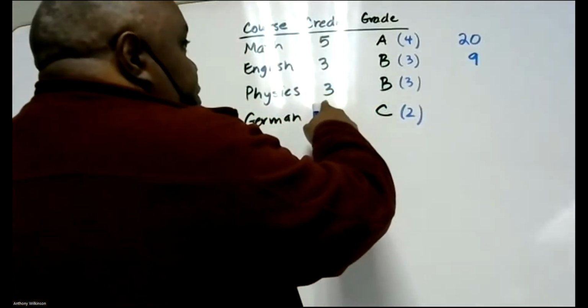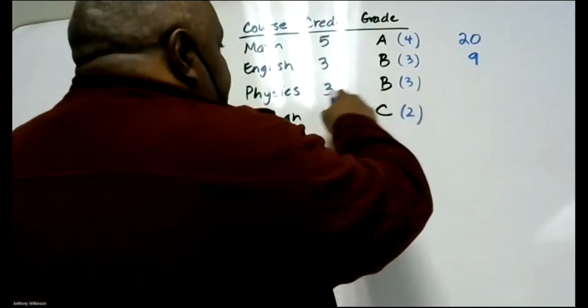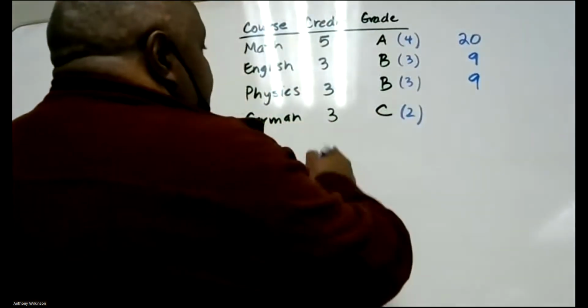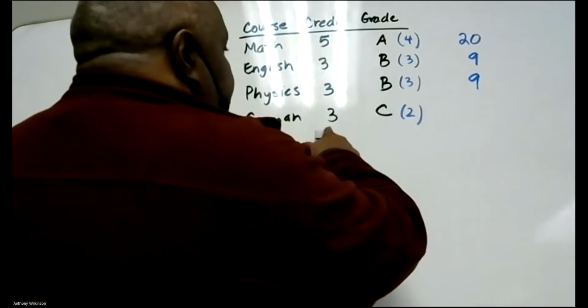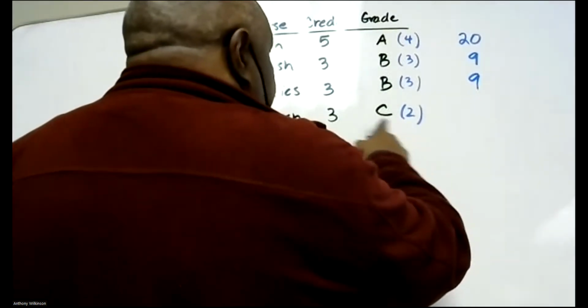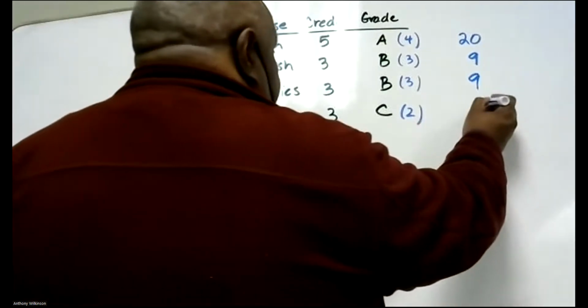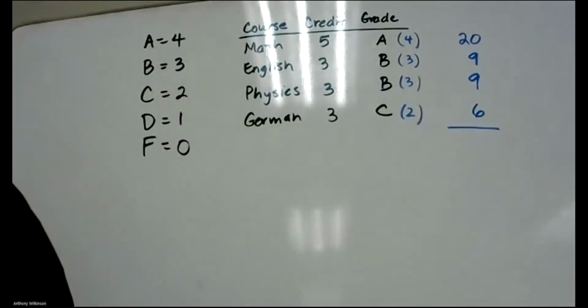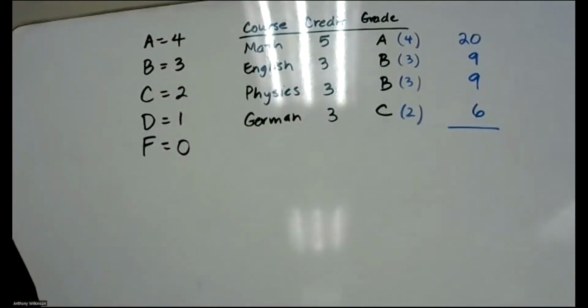Physics is a 3-hour course. The B is worth 3 points, so 3 times 3, which is 9. And then German is a 3 credit course with a grade of C, which is 2 points, 3 times 2, which is 6. Now I'm going to add the 20, the 9, and the 6 together.